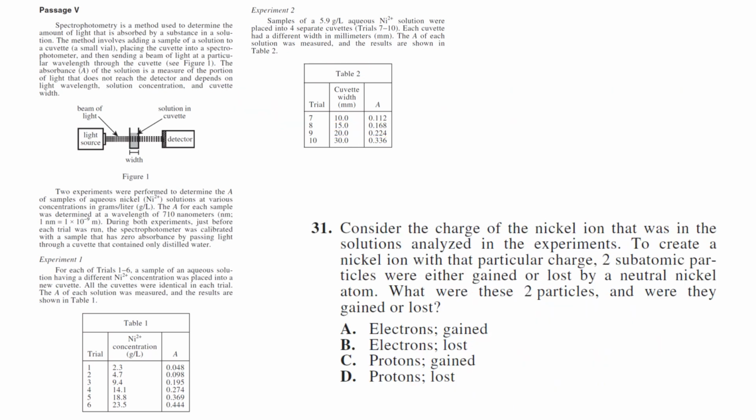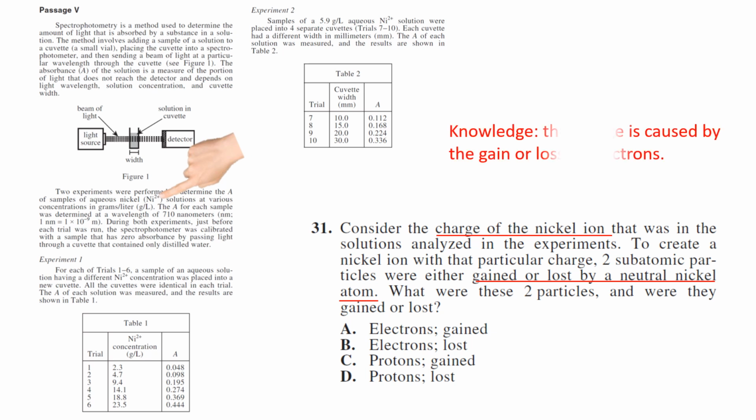31, consider the charge of the nickel ion that was in the solutions analyzed. So it's Ni2+. To create a nickel ion with that particle charge, 2 subatomic particles were either gained or lost by a neutral atom. What were these particles, and were they gained or lost? So knowledge means that you know that the charge is based on the gain or loss of electrons. So C and D are out. And then if you're gaining or losing from a neutral atom to Ni2+, that means they were lost from the neutral atom, so your answer has to be B.